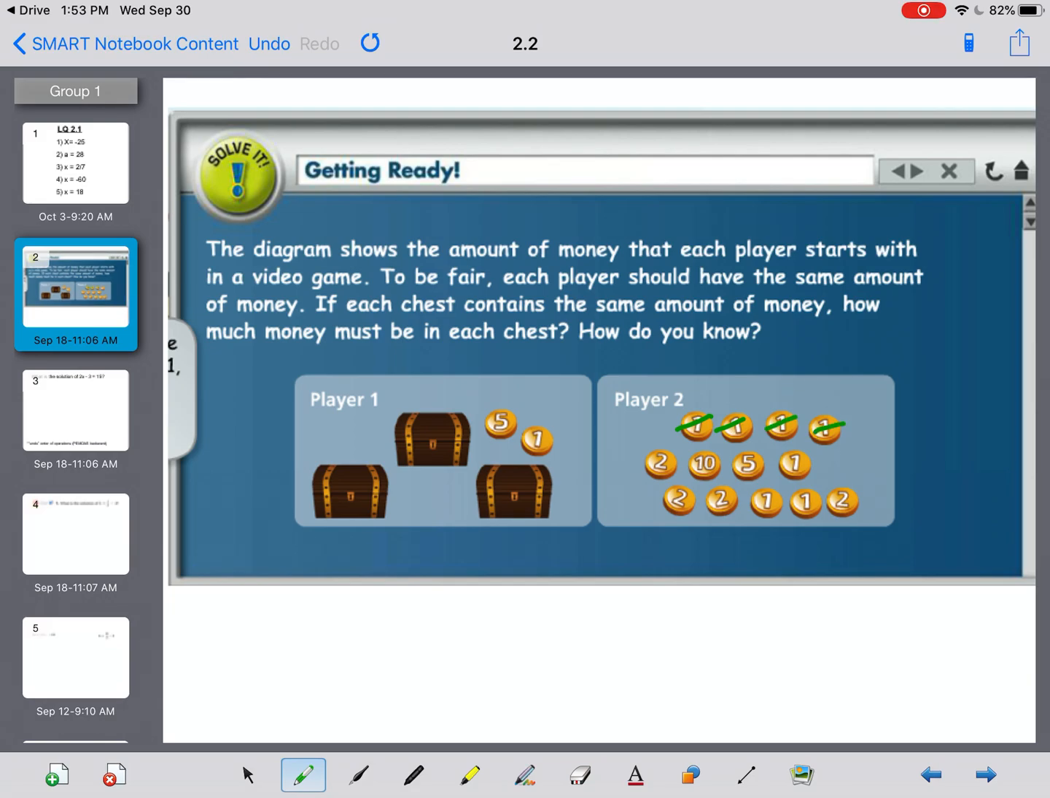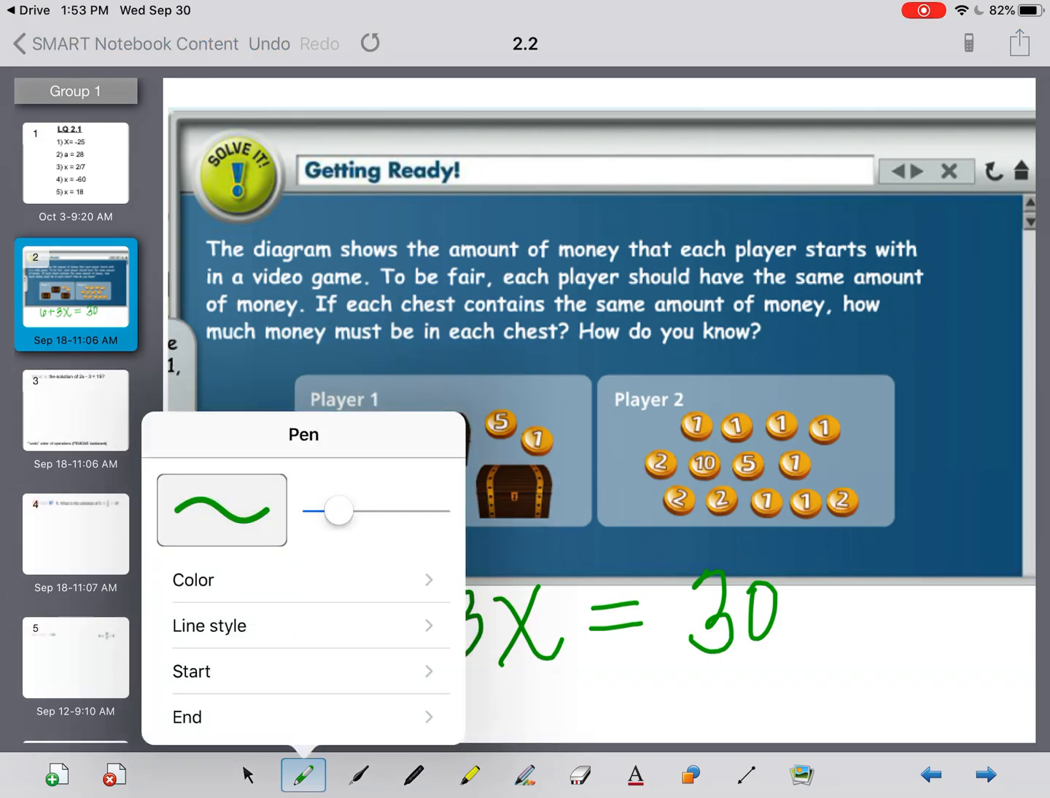Okay, so on player 2's side, it might be easiest to count. There are 1, 2, 3, 4, 5, 6, 7, 8, 9, 10, 11, 12, 13, 14, 15, 20, 30. Okay, 30 coins, or 30 cents, on that side. On player 1's side, we have 6 for sure, plus we have 3 of those treasure chests that we don't know what they are. Okay, and somehow we have to make those be equal. How are we going to do that?